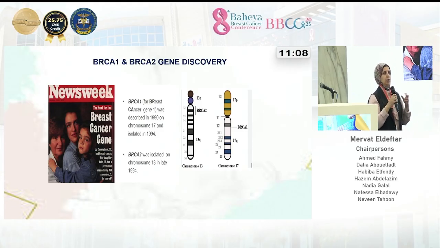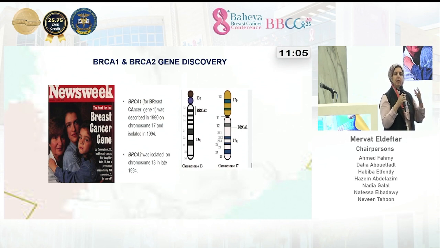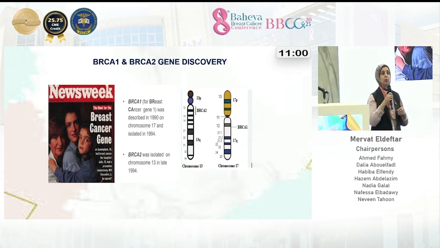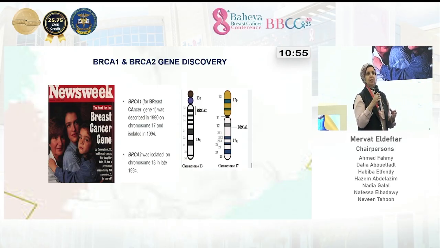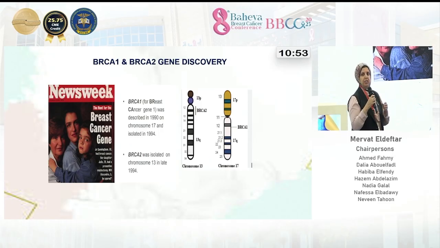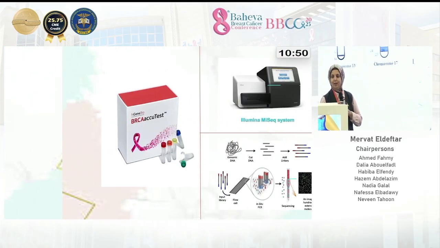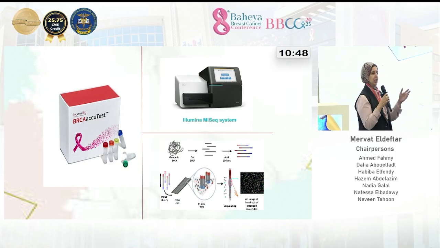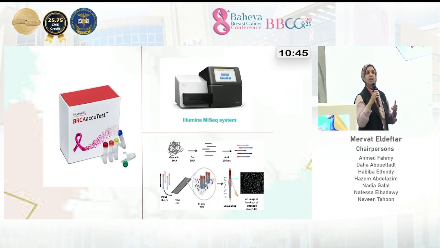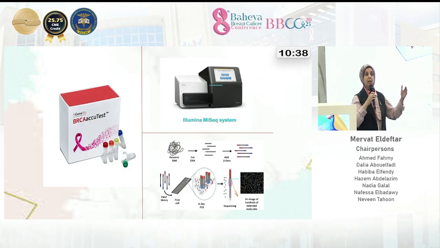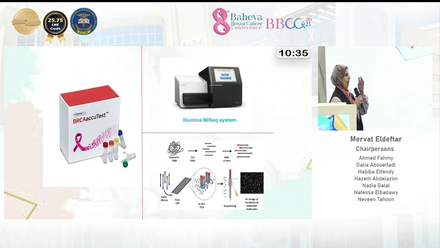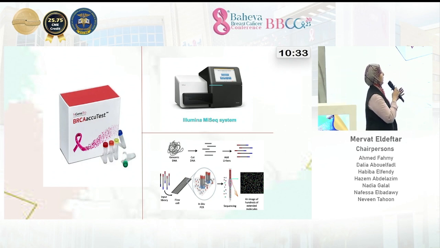BRCA1 and BRCA2 genes are big genes. BRCA1 has 22 exons, the regions that code for proteins, and BRCA2 has 27 exons, and these are really large genes. Therefore, BRCA1 and BRCA2 are analyzed mostly by NGS, next generation sequencing, that can analyze really big genes.